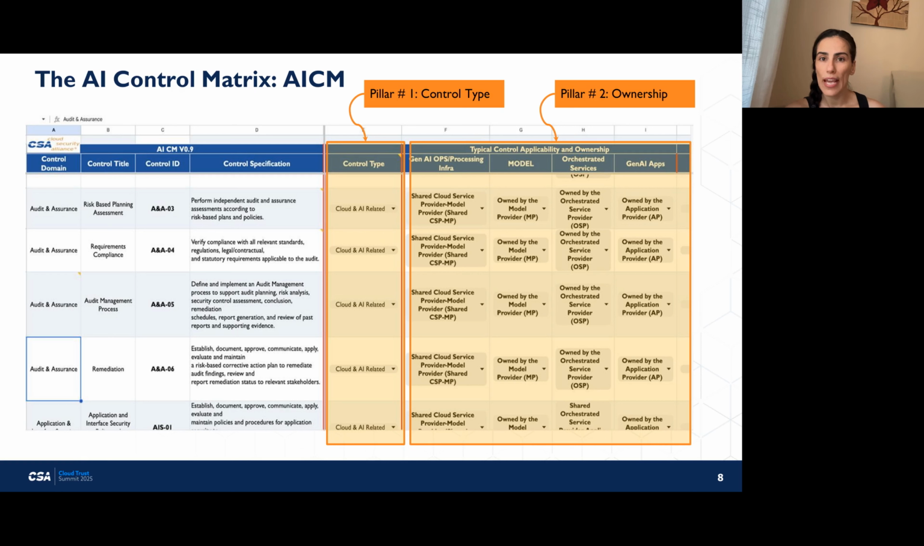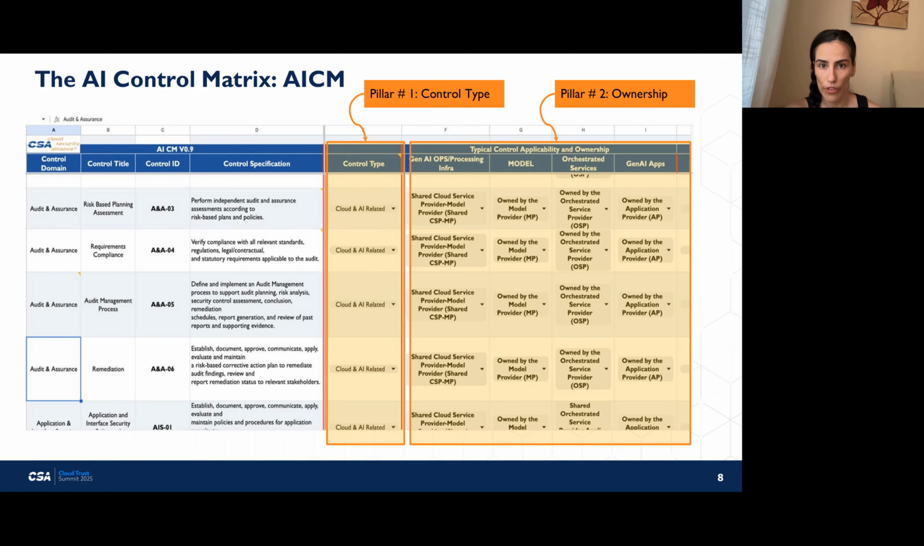The ownership is captured through 6 models. They include model provider, the orchestration service provider, the application provider. It could be shared models like CSP and MP together, helping this way determine who is responsible for each control at every level of the Gen AI stack. And ownership this way becomes granular and maybe more actionable and implementable than it was before.